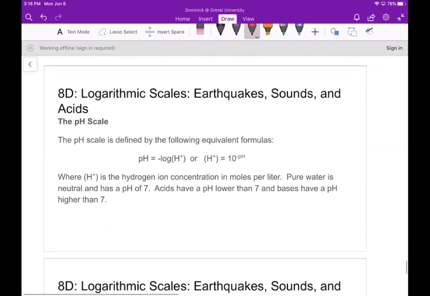Okay, now the last thing that we'll discuss here is the pH scale, which is used to measure the acidity of liquids. The pH scale is defined by the following equivalent formulas. We have that the pH is equal to minus the log of H plus, or we have that H plus is equal to 10 to the minus pH. Now, H plus is the hydrogen ion concentration in moles per liter. A couple of things that we can note here is that pure water is neutral and has a pH of 7. Acids have a pH that's lower than 7, and bases have a pH that's higher than 7.